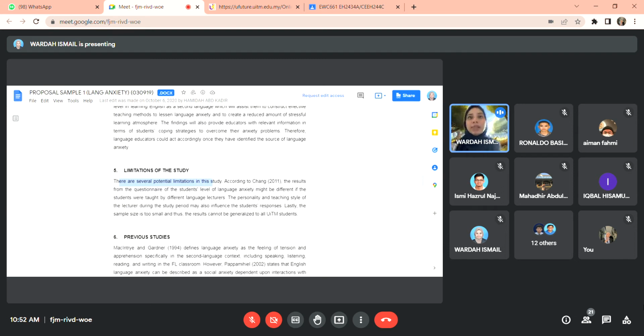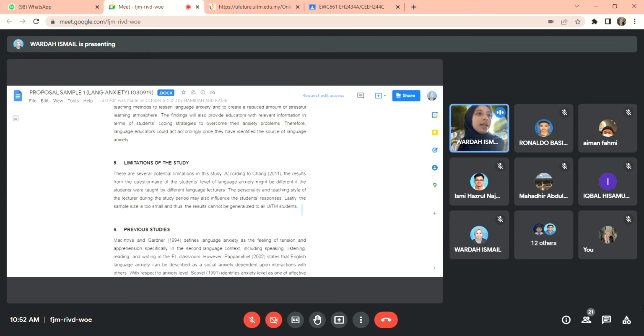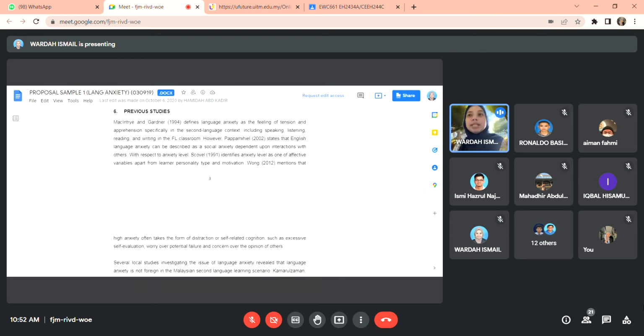Limitation yang berkemungkinan ada sebab you belum conduct lagi the research. So apakah limitationnya? For example, lastly, the sample size is too small, thus the results cannot be generalized to all your ITM students. Macam tu. You boleh refer to the slide yang tadi tu. Nanti I akan bagi. Now, previous studies, like I said, you cari any studies yang related to your topic.